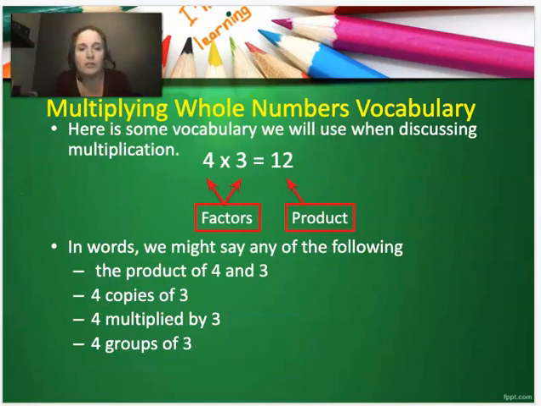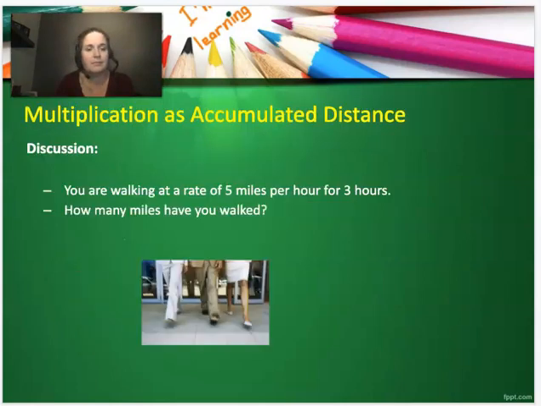So let's go over some vocabulary for a multiplication problem. The two numbers being multiplied are the factors, and the answer after the multiplication is called the product. And we can refer to them in any of those ways: the product of 4 and 3, 4 copies of 3, 4 multiplied by 3, and 4 groups of 3.